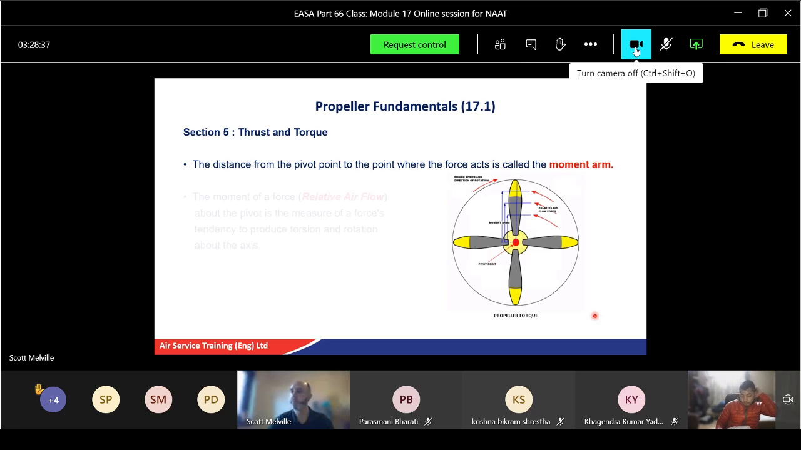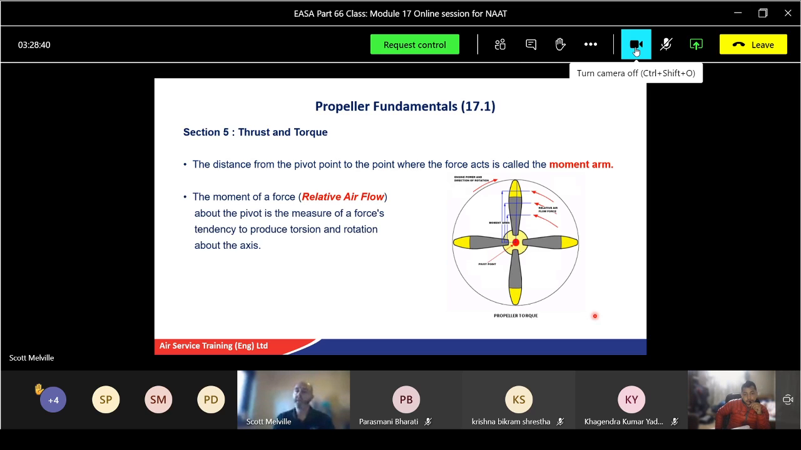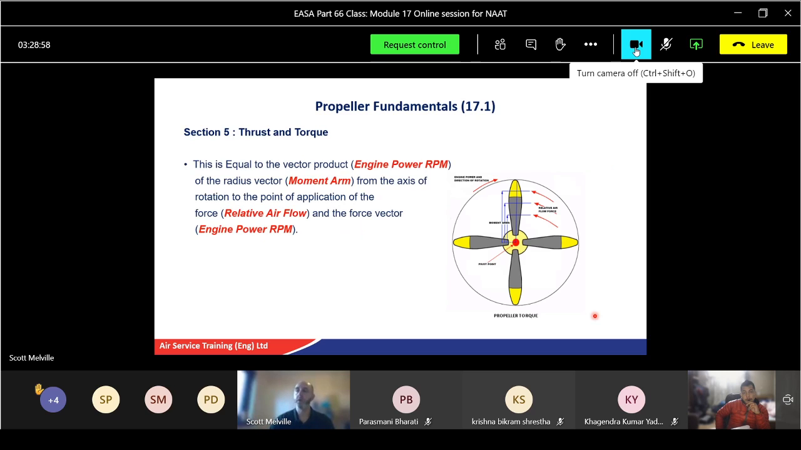The greater the torque. The moment of a force, or the relative airflow, about the pivot point is known as the measure of the force's tendency to produce torsion and rotation about the axis. So as well as rotating, we're also getting the torsion, hence the torque. This is equal to the vector product of the engine power RPM, of the radius vector, which is the moment arm, from the axis of rotation to the point of application of your RAF, your relative airflow, and the force vector engine RPM. So a lot of stuff going on there.